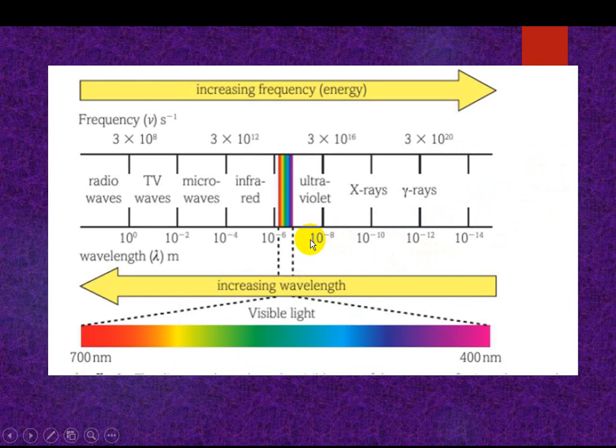So this is the electromagnetic radiation. Radio waves, TV waves, microwave, infrared, visible light, ultraviolet light, X-ray, and gamma ray are all electromagnetic radiation.